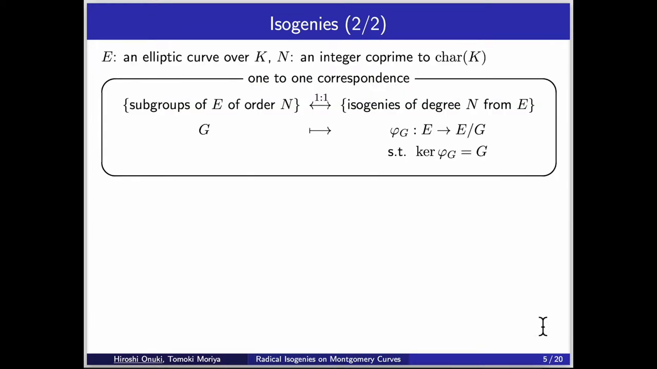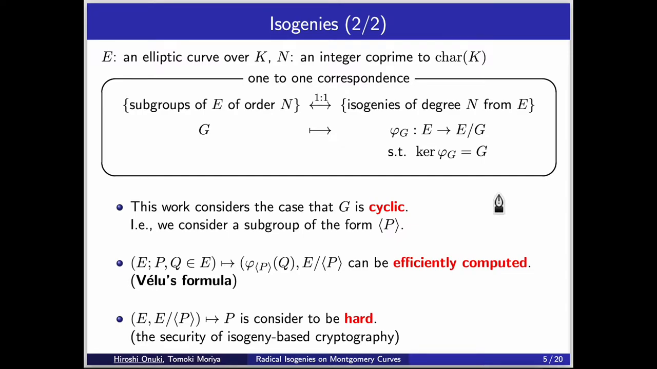Let E be an elliptic curve over a field K and N an integer coprime to the characteristic of K. Then there is a one-to-one correspondence between the set of subgroups of E of order N and the set of isogenies of degree N from E. In this correspondence, a subgroup G corresponds to an isogeny with kernel G. We denote this isogeny by phi_G and its codomain by E/G. In this work, we only consider the case that G is cyclic, which is the case appearing in isogeny-based cryptography. In other words, we consider a subgroup generated by a point P on an elliptic curve.